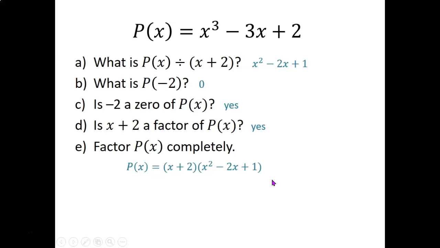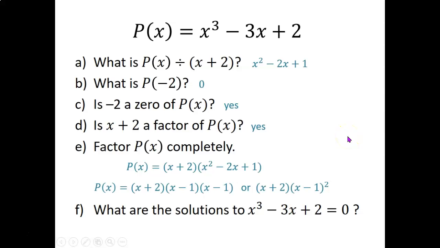Now, is that factored completely, or can we take it further? Well, we can do something with x squared minus 2x plus 1. We can factor that into x minus 1 times another x minus 1. You could write it that way, or you could write it as x minus 1 squared. So now it is factored completely. It's x plus 2 times x minus 1 times x minus 1. Or x plus 2 times x minus 1 to the second power.